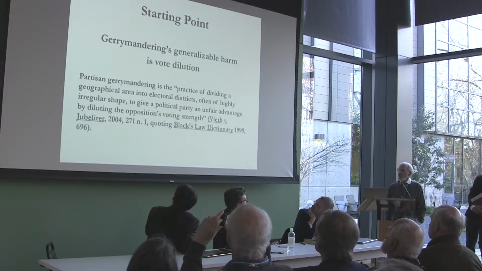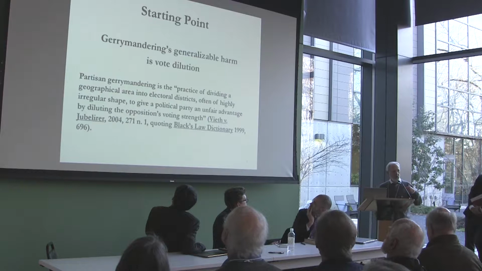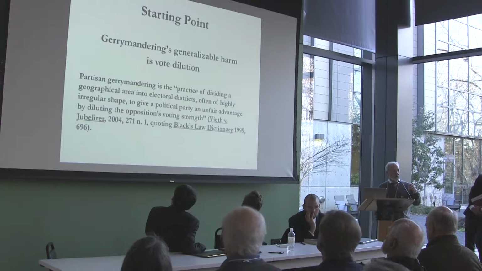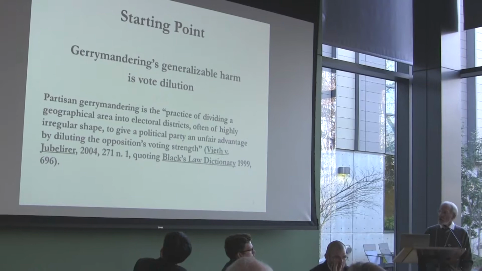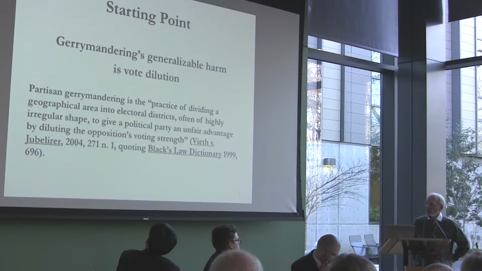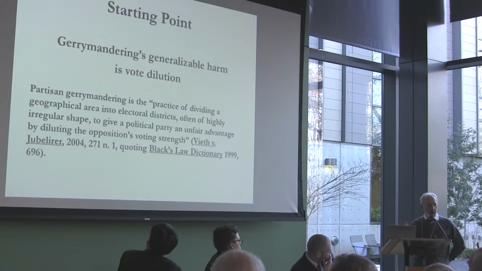Here's a starting point. Easy to read, I think. And it's in line with Allison's notion of gerrymandering and its harm. The notion is that the harm is vote dilution. This comes from a Supreme Court case, and it's a quote from Justice Scalia: "The practice of dividing a geographical area into electoral districts, often, but not always, of highly irregular shape, to give a political party an unfair advantage by diluting the opposition's voting strength." So I'm going to focus on the vote dilution effects.